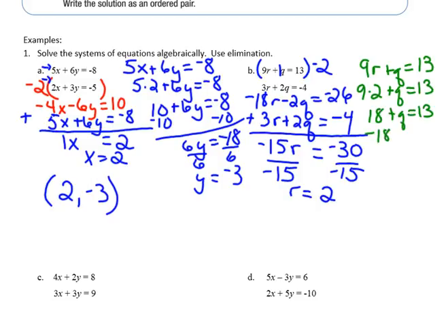I'm going to subtract 18 from both sides, and I'm going to get Q is -5. So the solution to this one, I know to put the R first just because of the way they wrote it up here, is 2, -5. All right, let's try another one.